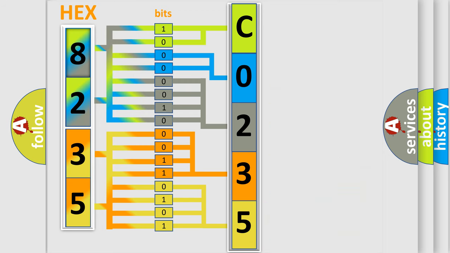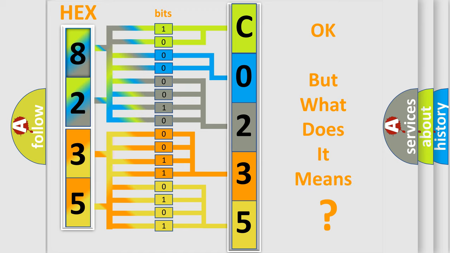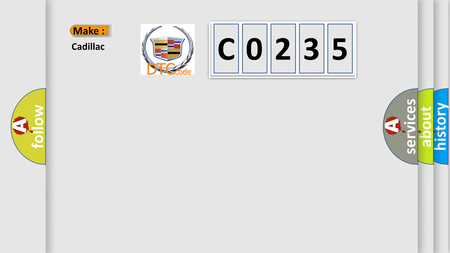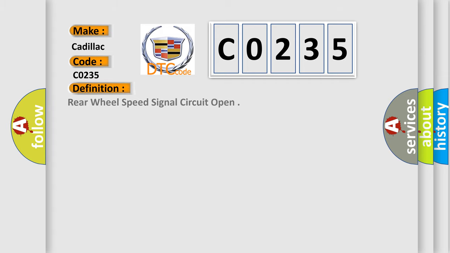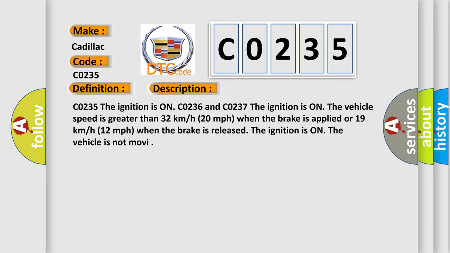We now know in what way the diagnostic tool translates the received information into a more comprehensible format. The number itself does not make sense to us if we cannot assign information to what it actually expresses. So, what does the diagnostic trouble code C0235 specifically mean for Cadillac? The basic definition is rear wheel speed signal circuit open. And now this is a short description of this DTC code.